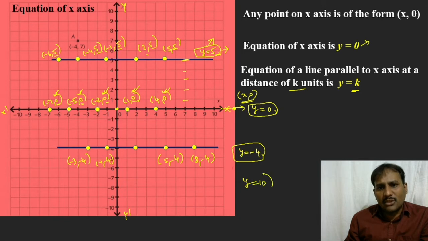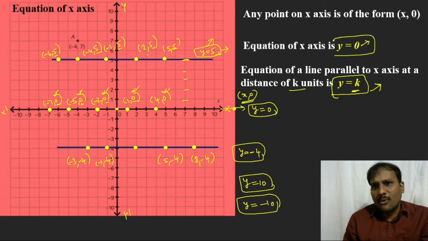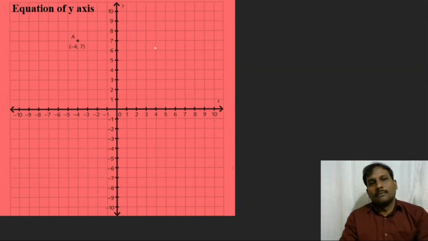Y is equal to 10. So if it is below the x-axis, then it will be y is equal to minus 10. So in general, the equation of a line parallel to x-axis is y is equal to k, and the equation of x-axis is y is equal to 0.